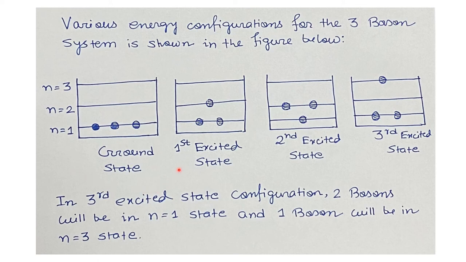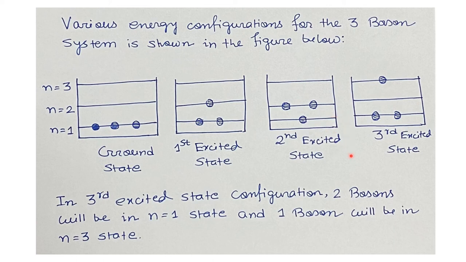For the first excited state, two bosons will be in the energy level n equals 1 and the remaining one boson will be accommodated in the energy level n equals 2. For the second excited state, one boson will be in the ground state, that is n is equal to 1, and the remaining two bosons will be in the energy level n equals 2.